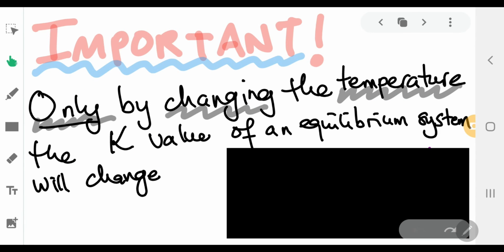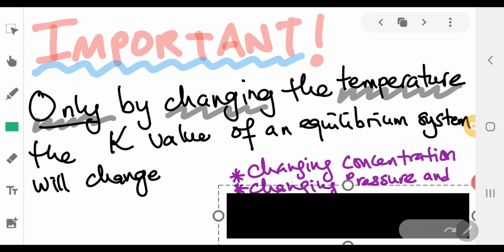Now, before we end the changing of temperature for Le Chatelier's principle, you need to remember that only by changing temperature will the K value of the equilibrium system change. Only by changing the temperature, K will change. That's why when you read question problems in exams, they always mention at what temperature a certain reaction is at equilibrium, because at different temperatures, you will have different values of K.